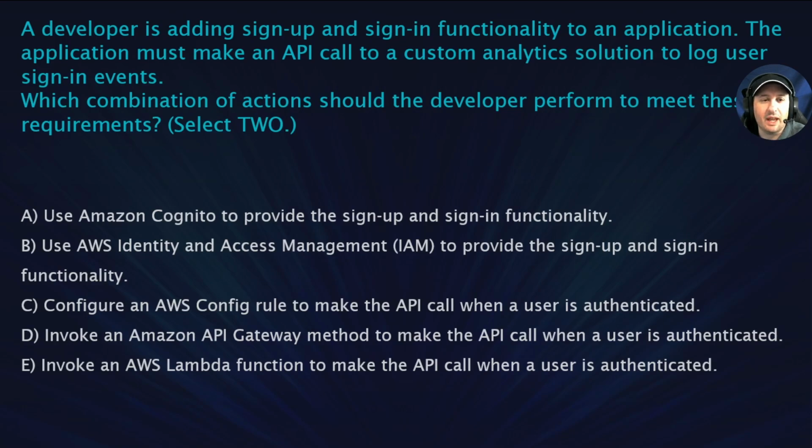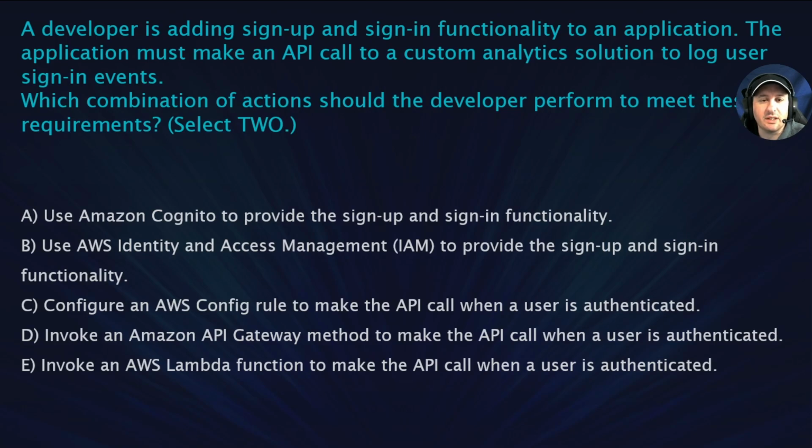Option A is to use Cognito to provide the sign-up and sign-in functionality. B is to use AWS Identity and Access Management, IAM, to provide the sign-up and sign-in functionality. C is to configure an AWS Config rule to make the API call when the user is authenticated. D is to invoke an Amazon API Gateway method to make the API call when the user is authenticated. And E is to invoke an AWS Lambda function to make the API call when the user is authenticated.